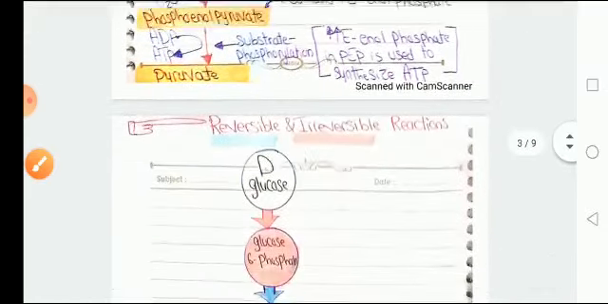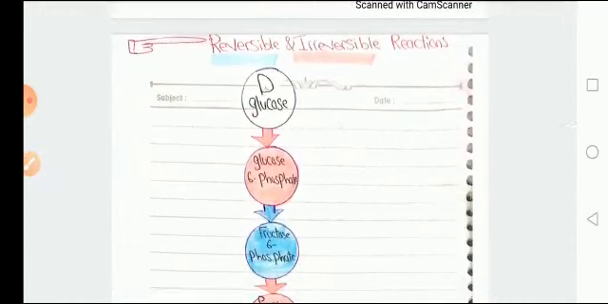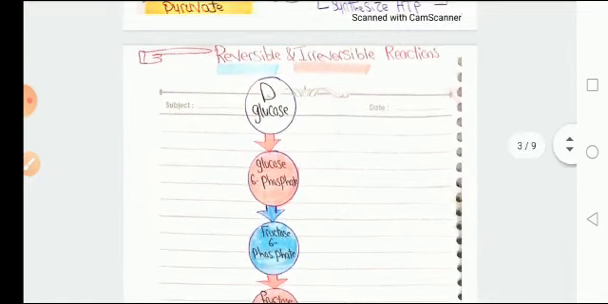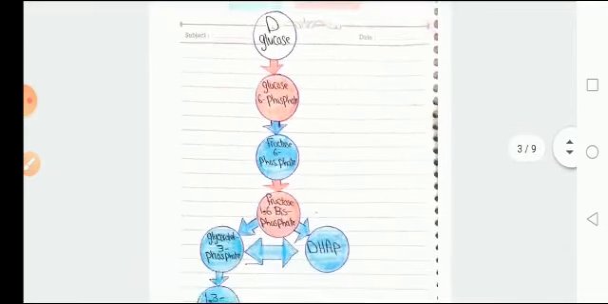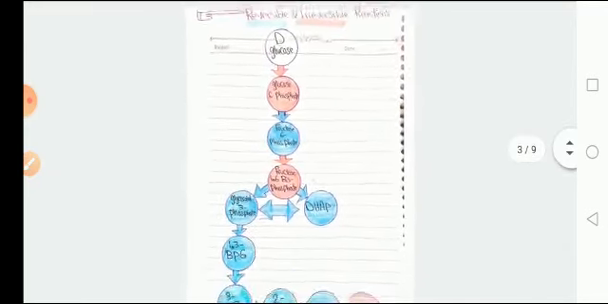As you know, glycolysis is made up of 10 steps. 3 of them are irreversible, while the rest are reversible. In this concept map, the irreversible reactions are highlighted by red color, while those reversible are highlighted by blue color. Let's have a look.